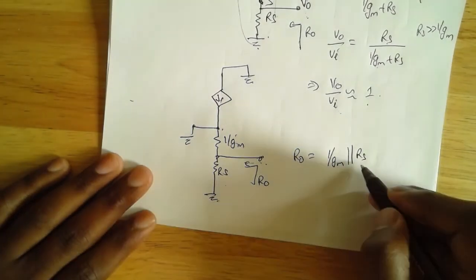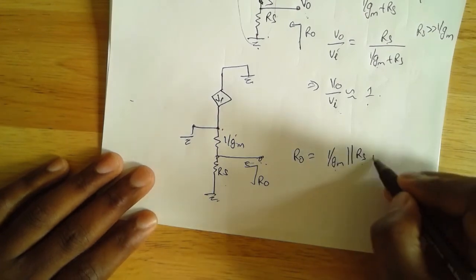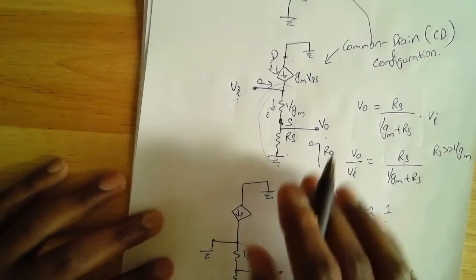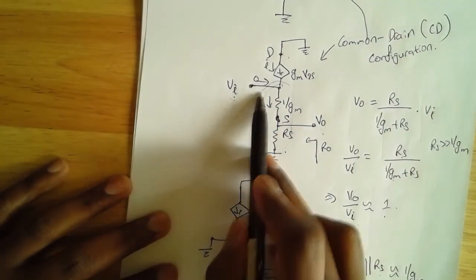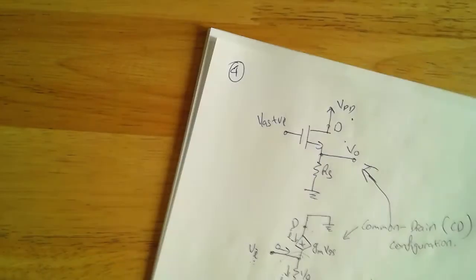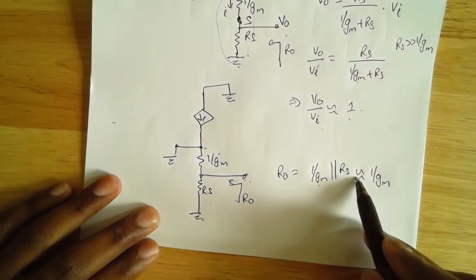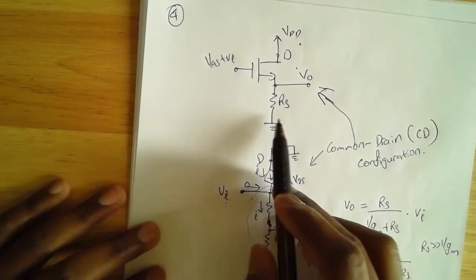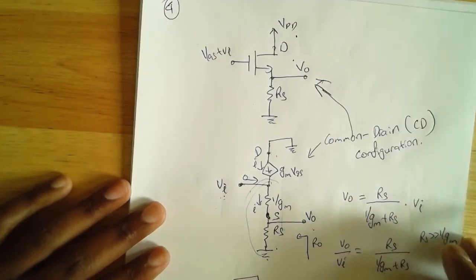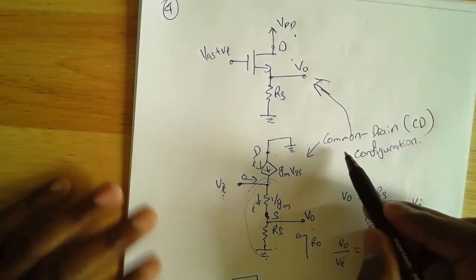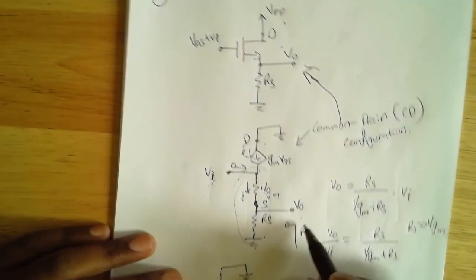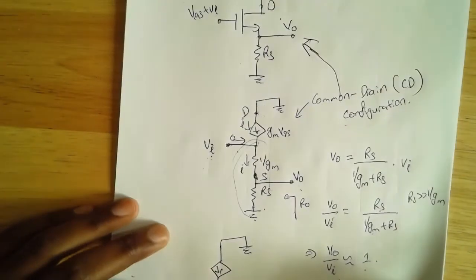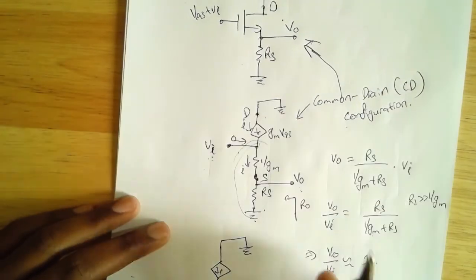Again, if RS is much bigger than 1 over GM, this will be approximately equal to 1 over GM. So now you have something with very high input impedance, very small output impedance, and voltage gain almost equal to 1. So this particular circuit acts like a voltage buffer. Most of the time when you want to make a buffer, you make that with the common drain configuration. So that's one use of the T model.